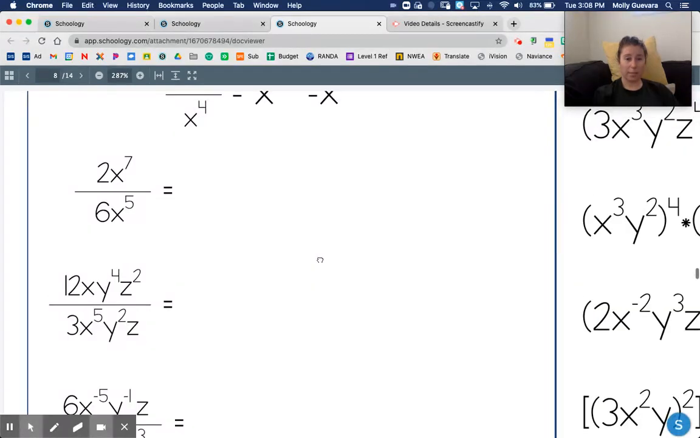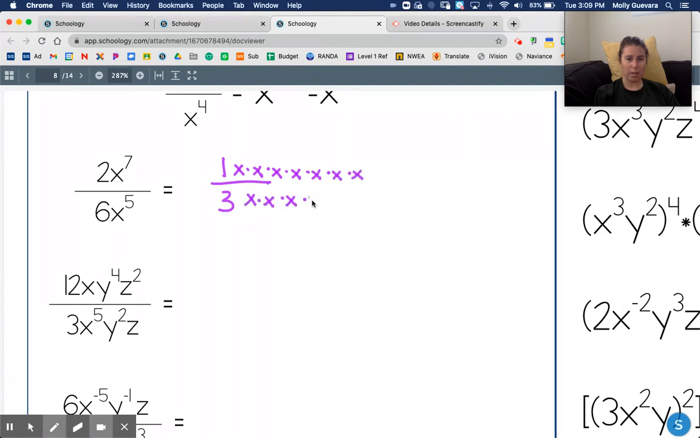So let's look at our examples here. The numbers are just going to simplify like normal, right? So 2 over 6 simplifies to 1/3. That's no big deal, okay? Then I have 7 x's on top, and, oh sorry, 5 x's on bottom. This is going to be the last time I draw it out like this, right? I can cancel out 5 of them, and I have 2 left on the top. So on the top, I have 1x squared, and on the bottom, I have a 3, and that's it.